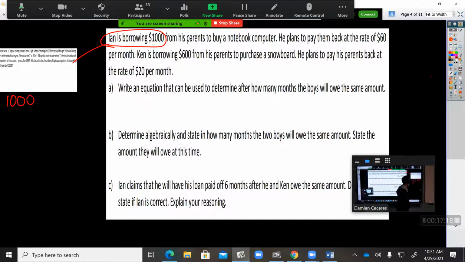He borrowed 1,000 and it's going to get smaller. At what rate is it going to get smaller? He tells you right here at $60 per month. So 60M. There's your expression for Ian. Focus. Pay attention. So 1,000 minus $60 a month. That's Ian's expression. Now let's create another one, but for Ken. Ken borrowed 600 bucks. So it's 600 minus, now he's going to pay how much per month? He's going to pay $20 a month.